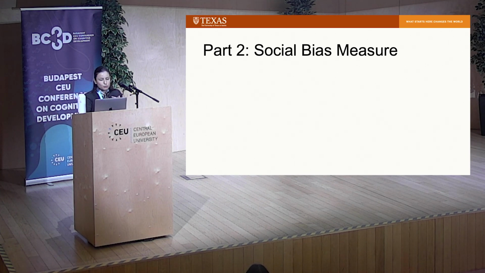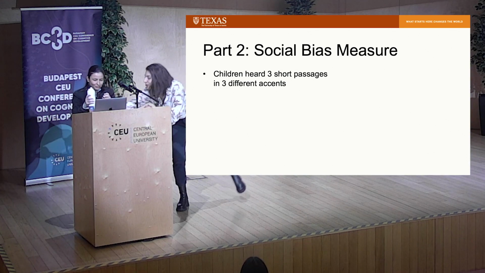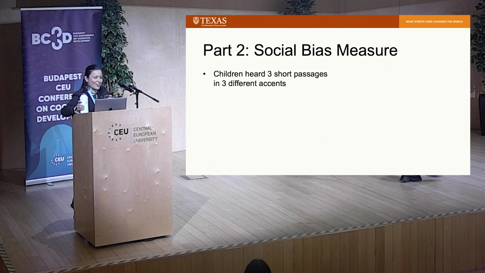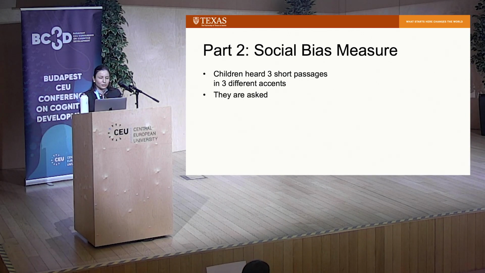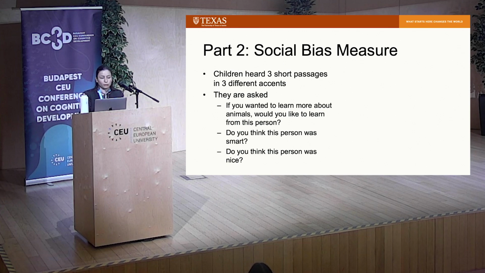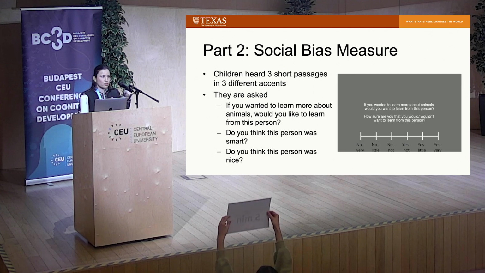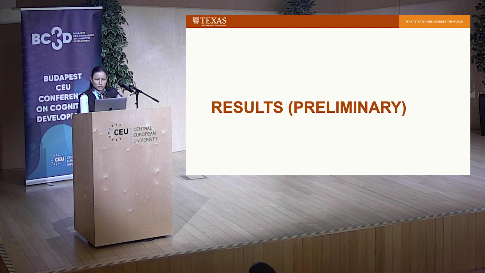And then in the next part of the study, we measured the social bias, since we're interested in this connection between the 2. So in this part, children heard 3 short passages in 3 different accents, and we asked them how much they trusted or thought the speaker was credible, whether they thought the speaker was smart, and if they thought the speaker was nice. And so this looked like this. And then once we asked the binary question, we also asked how certain kids were in their response. So how sure are you? And the options were a little sure, not so sure, a little bit sure, or very sure. And I'm really running behind on time.